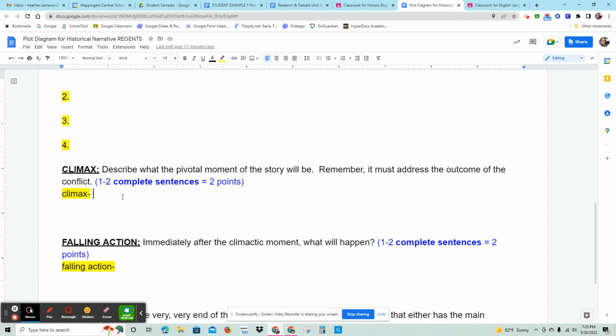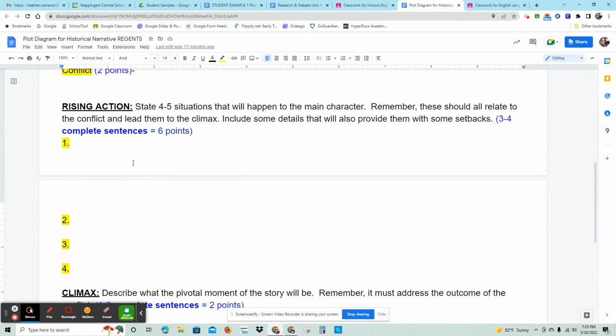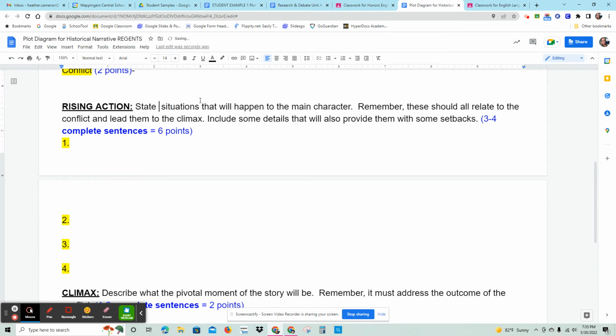Okay? Then you'll go back and fill in the rising action. This is asking for, oops, this is an error. It should be 3 to 4 situations that will happen to the main character. And remember that these should all relate to the conflict and lead them to the climax.